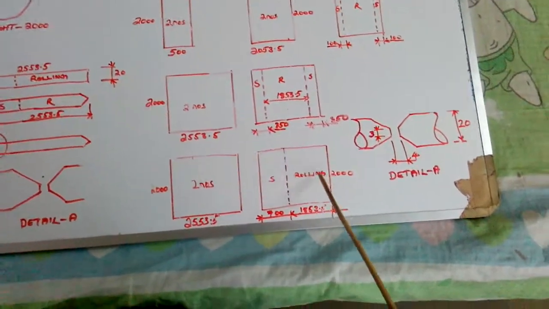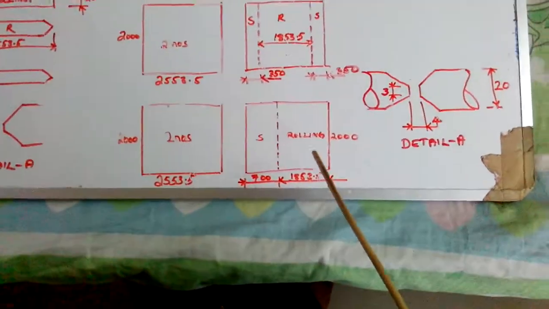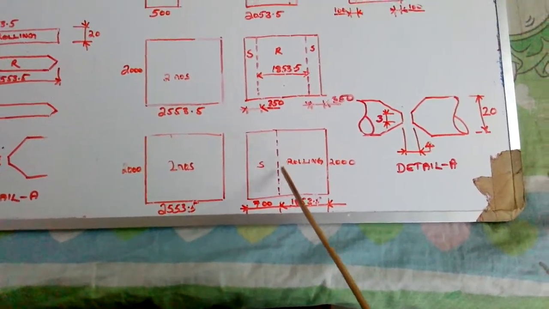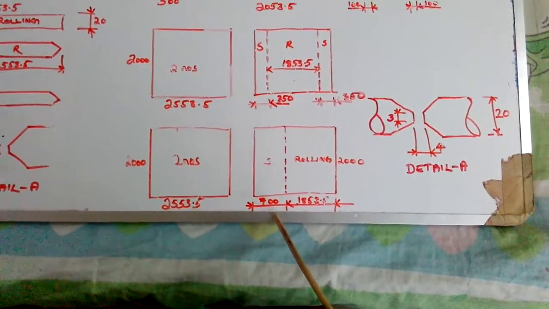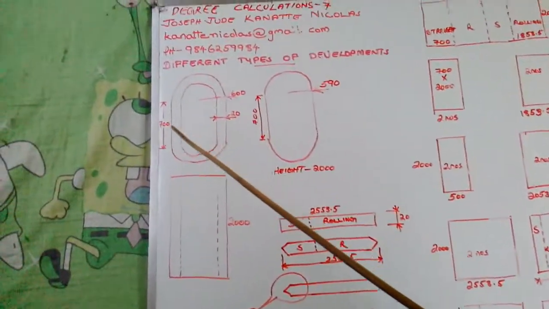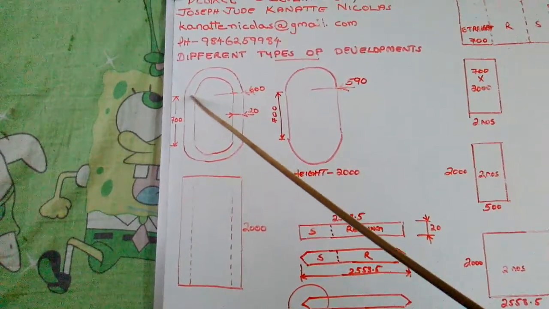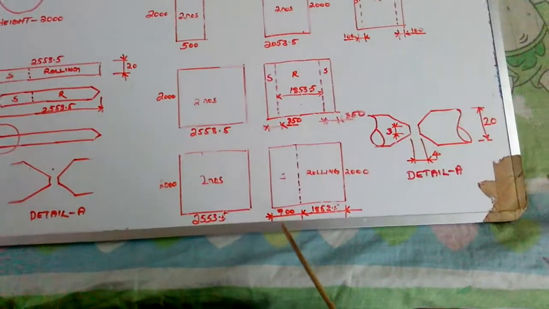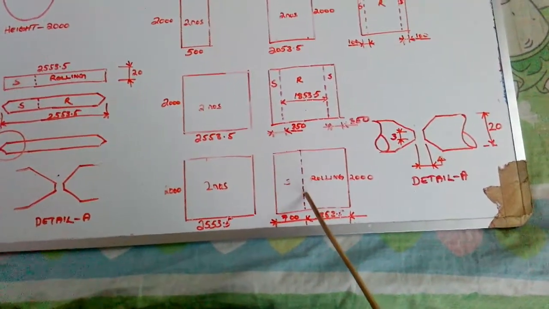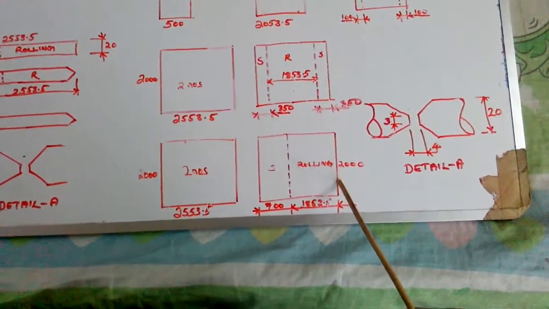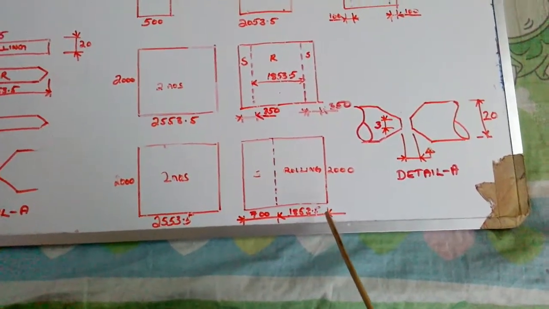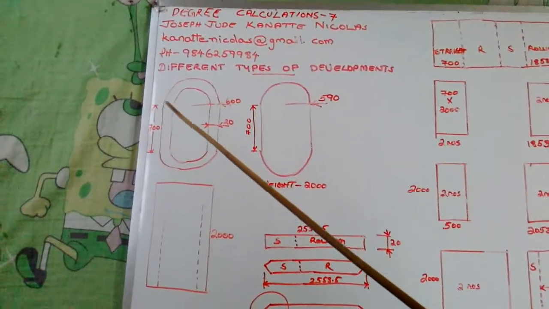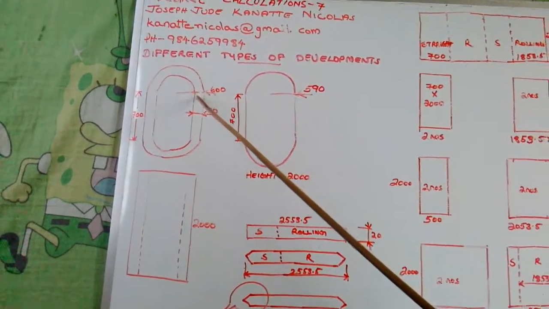It's a description I have given. If you check this description, you will recognize this one. From here to here is straight. I have indicated S, that is 700. It means from here to here is 700. We shouldn't roll there. It should be straight. From here to here is 700. And from here to here, there should be rolling. It is 1853.5. You know, it is 1853.5. From here to here is 1853.5.